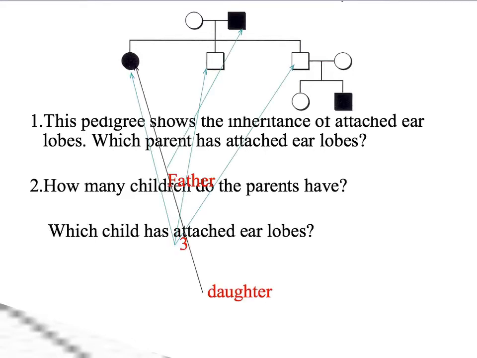And here are your correct answers. The father, and I've got the blue lines going, but the father has the shaded in section, and so he is affected. The parents have 3 children. Sorry about the writing here, but they do have 3. They have 1, 2, and 3 children, and the child with attached is this one here that's shaded in.